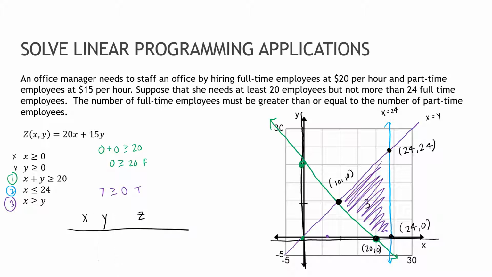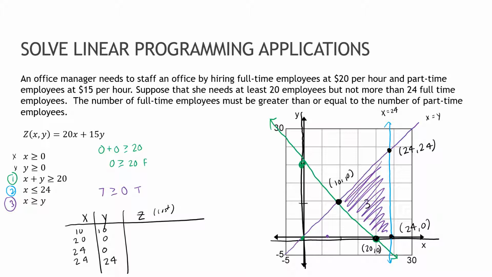So I didn't leave myself a ton of room there. I need the point (10, 10). I need the point (20, 0). I need the point (24, 0). I need the point (24, 24). And remember, this is cost, and so I'm trying to minimize the cost. So let's take a look.